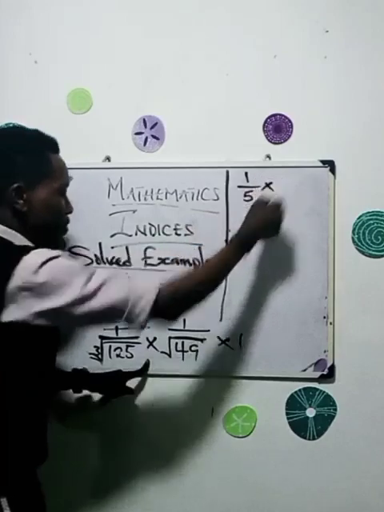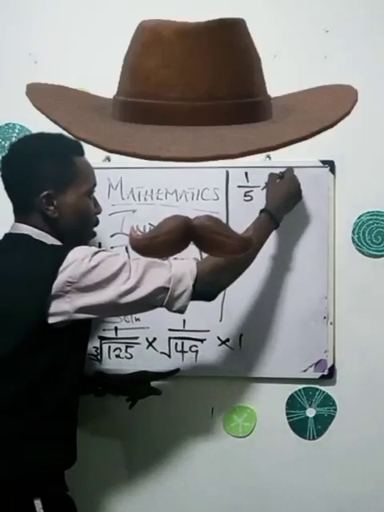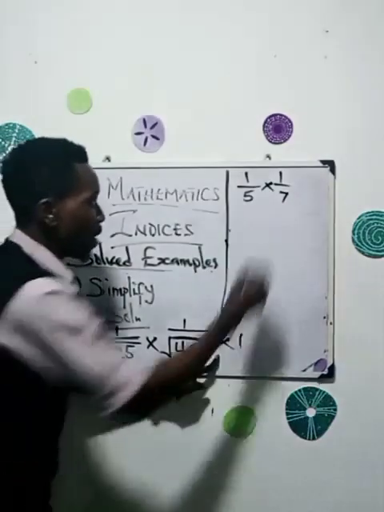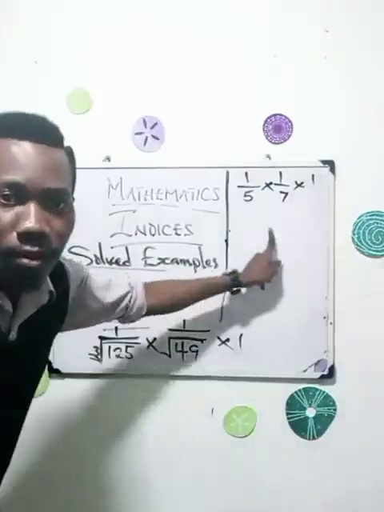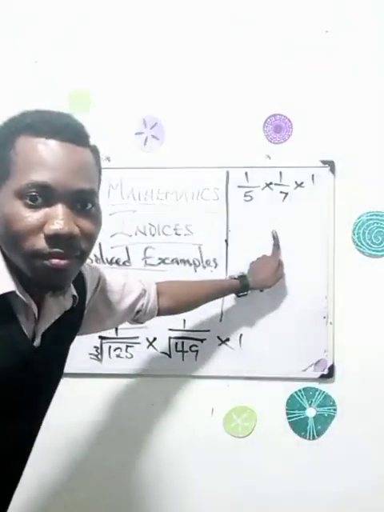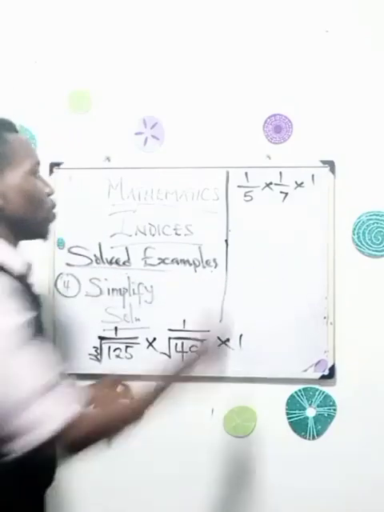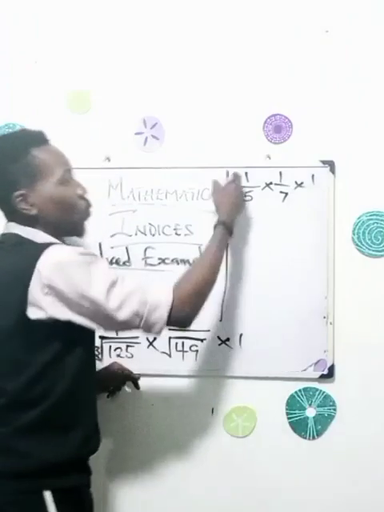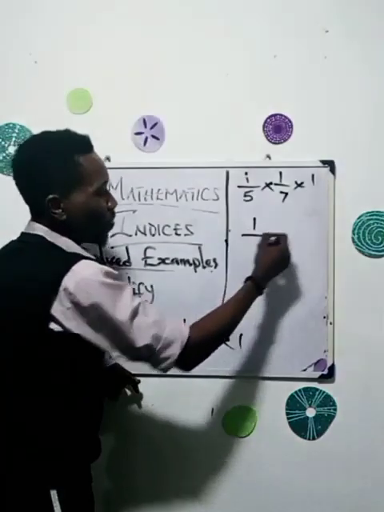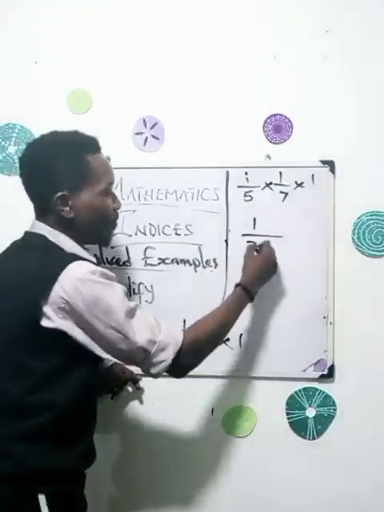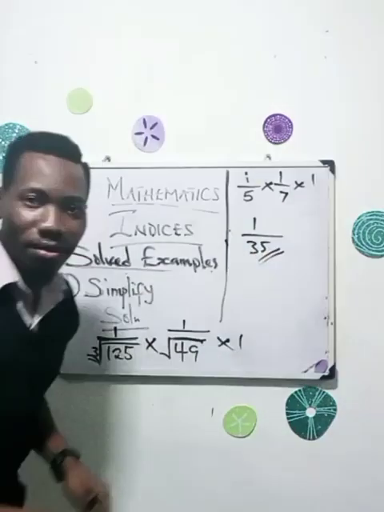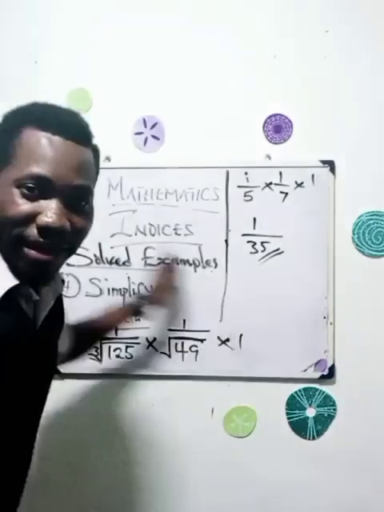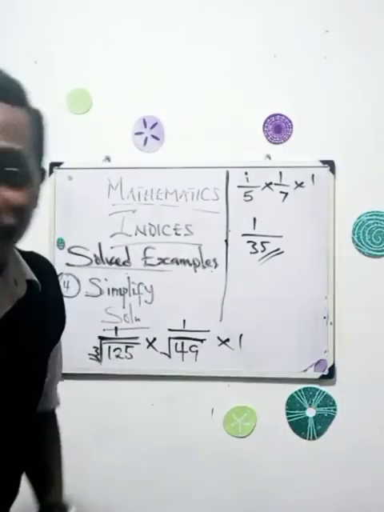So 1 over 5 times 1 over the square root of 49, which is 7, times 1. So 1 over 5 times 1 over 7 times 1. 1 times 1 times 1 over 5 times 7, which is 35. And that's our answer, 1 over 35. So that's the answer to that question.